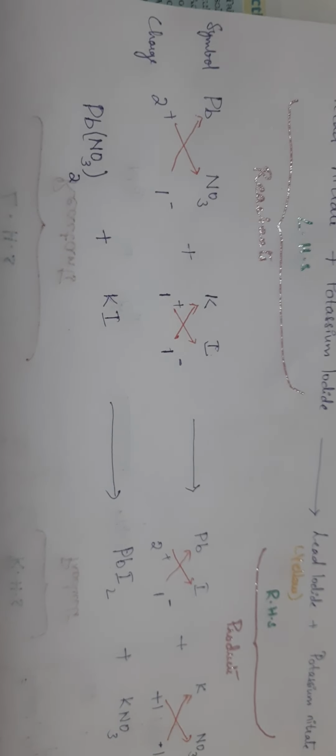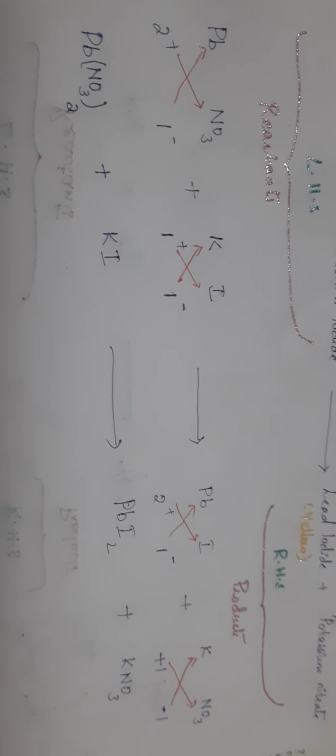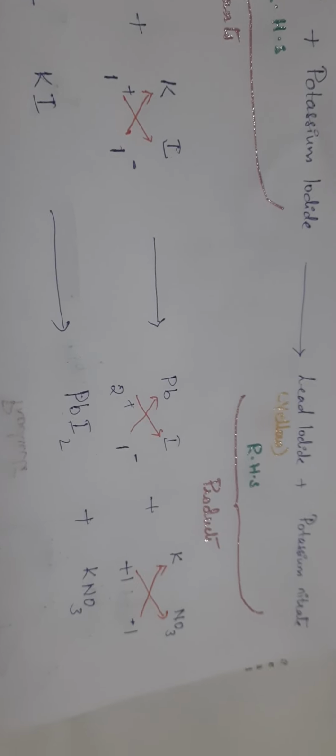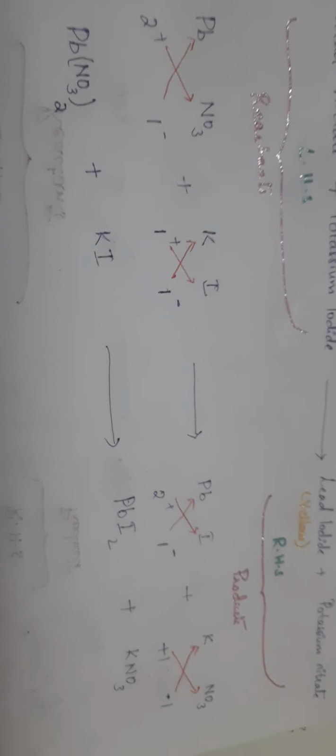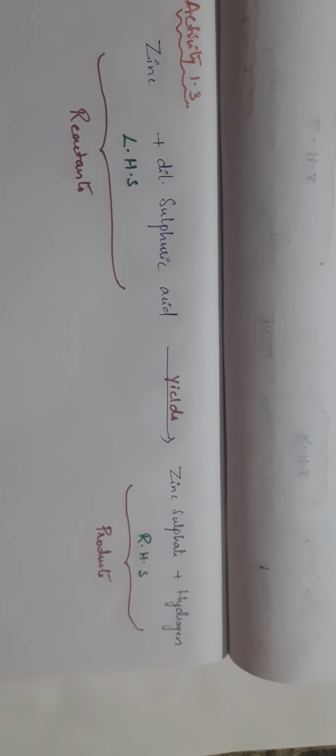So the equation is lead nitrate Pb(NO3)2 plus potassium iodide KI yields lead iodide PbI2 plus potassium nitrate KNO3. Now this is a skeletal equation. It is not balanced. Let us learn the balancing tomorrow.